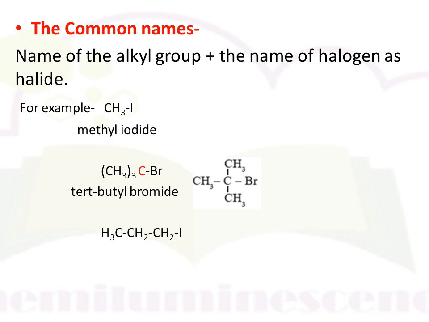Let's see one more example. Here this simple example, CH3CH2CH2I. In this part there are a total of 3 carbons. That's why it is prepared from propane. So the name of this part is propyl and this iodine is named iodide. This is a straight chain, that's why its name is n-propyl. The name of this compound is n-propyl iodide.